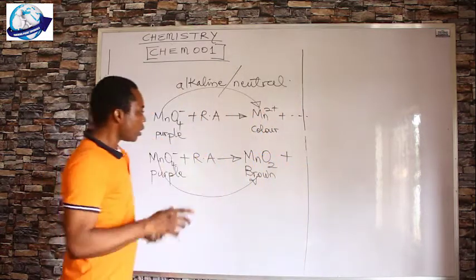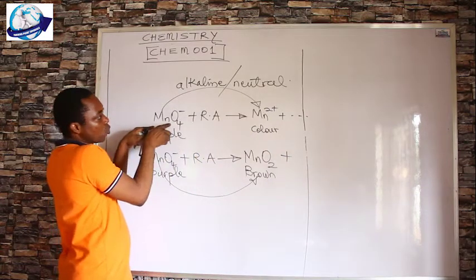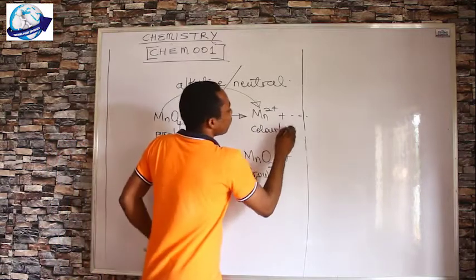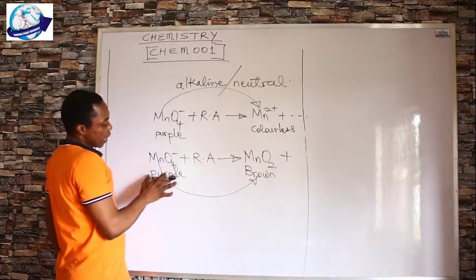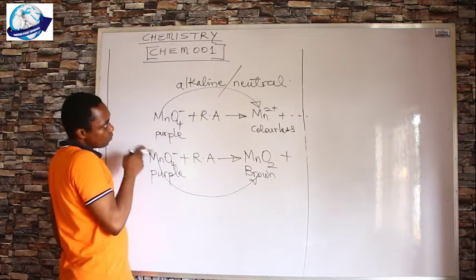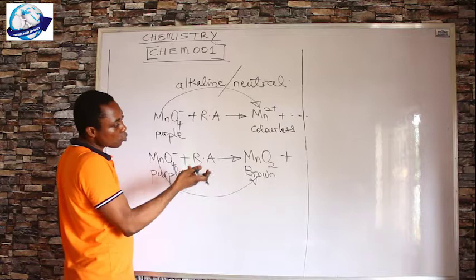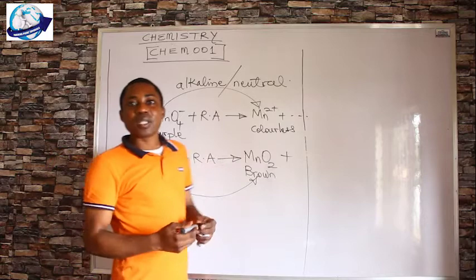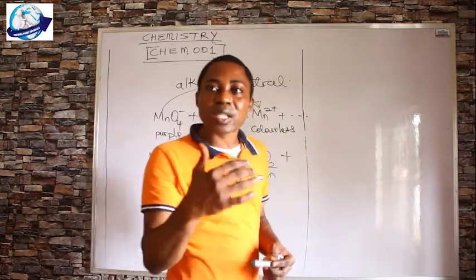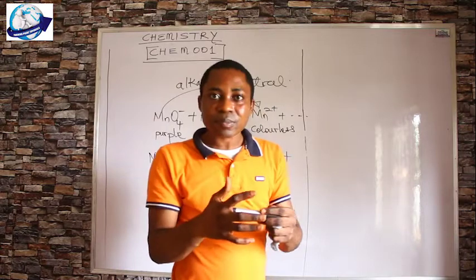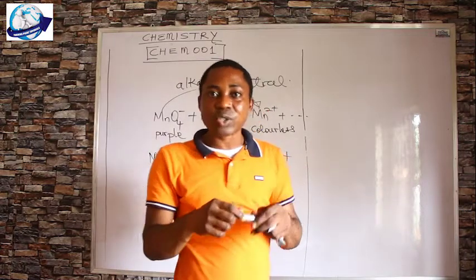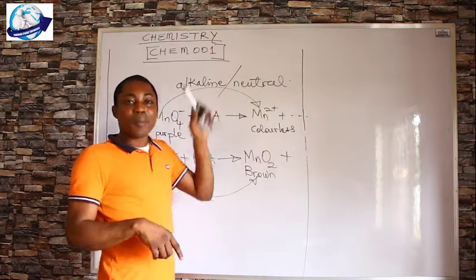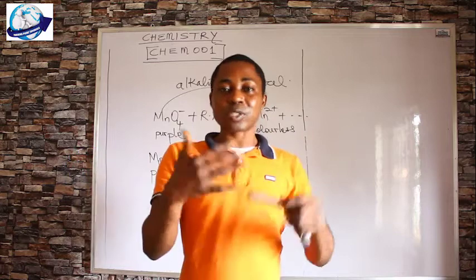If it occurs in acidic medium, it changes from purple to colorless. Then if it occurs in alkaline, that is basic or neutral medium, it changes from purple to brown, and this is the product. Now, this tells us that the balancing of a redox reaction will always be based on the medium: acidic medium, or alkaline/neutral, that is basic medium.